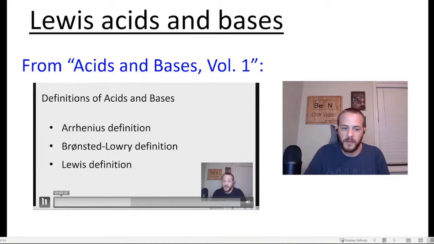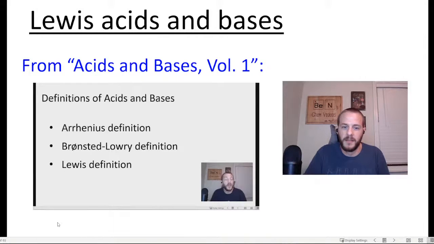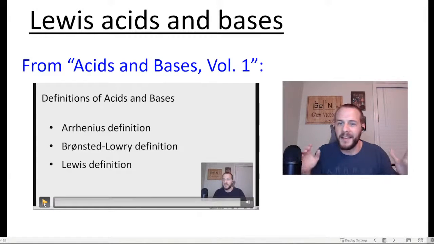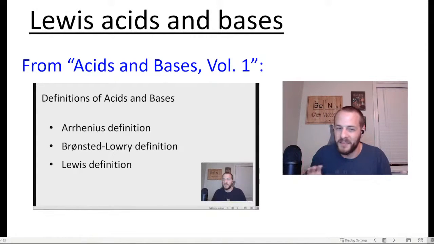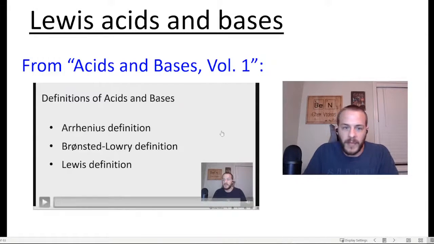Which are the Arrhenius definition, the Bronsted-Lowry definition, and the Lewis definition of acids and bases. Okay, so I did say that. I did say there were three definitions of acids and bases: Arrhenius, Bronsted-Lowry, and Lewis definition. So we introduced it in Volume 1, but we haven't really talked about it ever since then. So we're going to talk briefly about that. I don't have a whole lot of content related to Lewis acids and bases to show you, but I just want to show you that Lewis acids and bases is another way to think about acid-base chemistry, acid-base reactions, and so it would be important for us to discuss it before we end the topic.